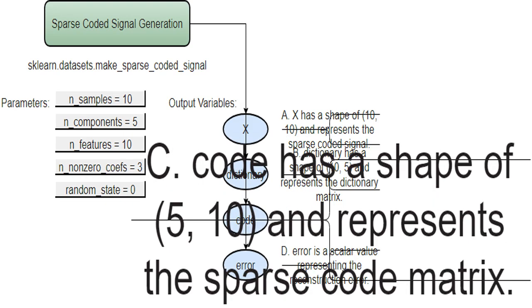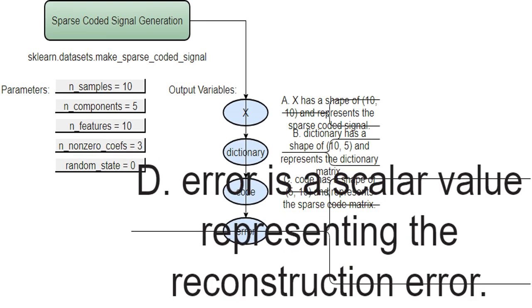Statement C is incorrect. The shape of the code matrix should be 5 rows, number of components, by 10 columns, number of signals, not the other way around. Statement D is also incorrect. The error is not a single number. It's an array containing errors for each of the 10 signals.